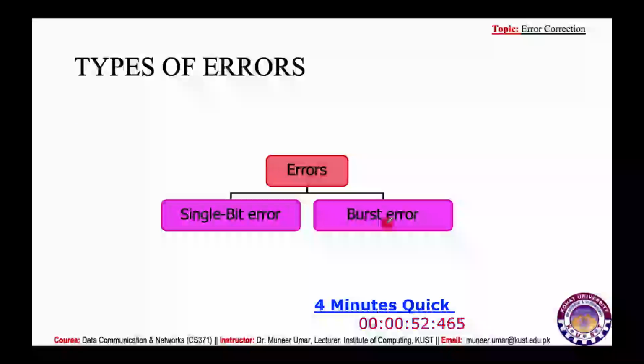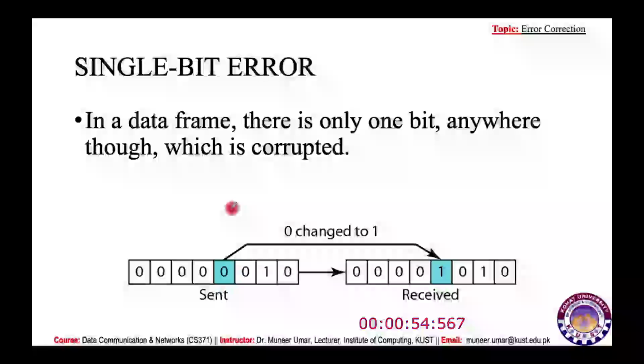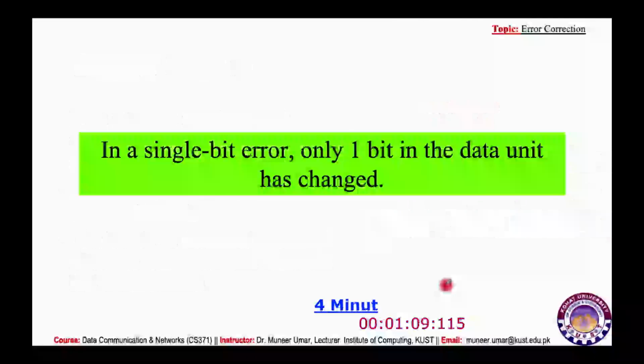Two types of errors: single bit error and burst error. In single bit error, only one bit has been changed or corrupted, and that bit is different at the sender side and the receiver side. So this is known as single bit error. Only one bit at any place is changed.